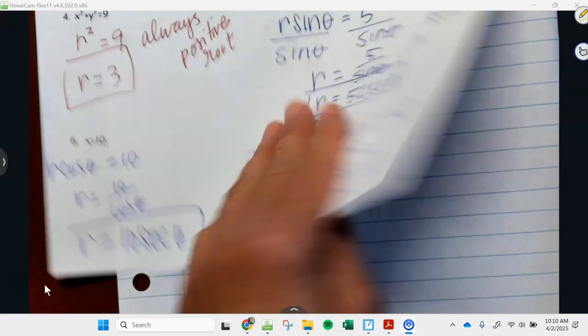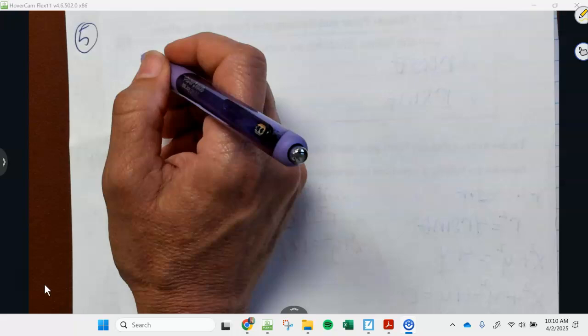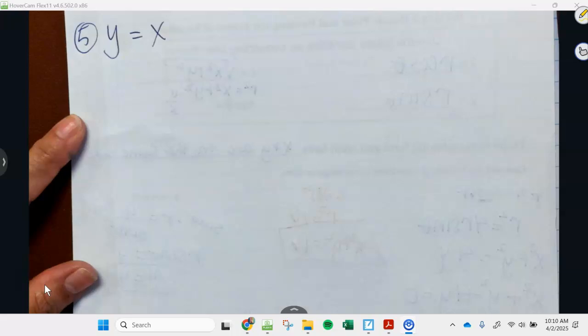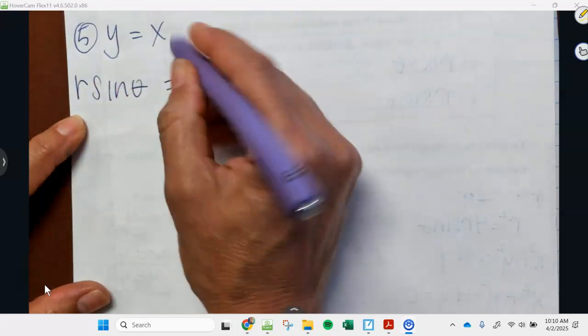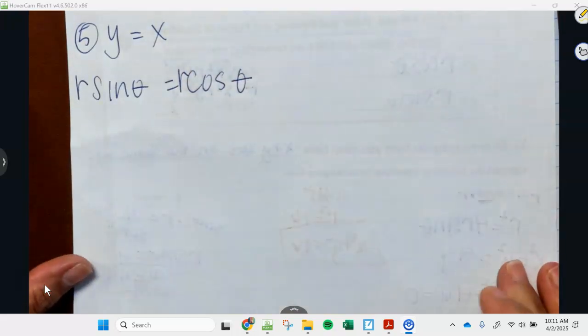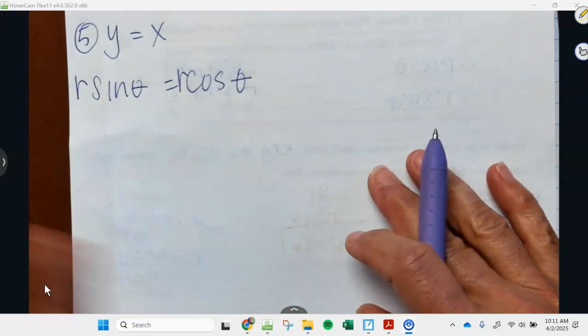So with that being said, I am going to do a problem with you. Actually, I'm going to do 2 problems with you. I'm going to do number 5 because it's a special case. So number 5 on your homework or classwork, it is y equals x. And we need to convert that to polar form. Remember, y is r sine theta. X is r cosine theta. So write that down and then put your pencil down and watch me.